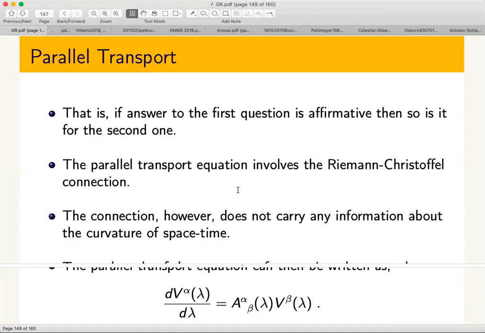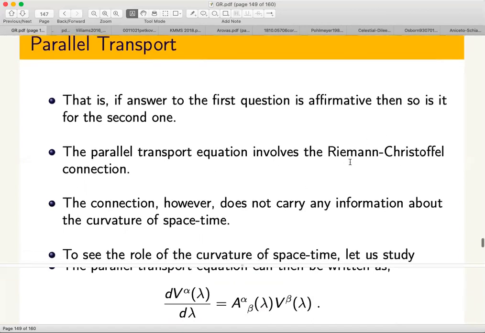But we know that the Riemann-Christoffel connection is not a tensor, and therefore it does not carry invariant information about the space-time. In particular, you can just choose a coordinate system locally to set that to 0, and therefore it may not carry any information. In fact, it does not carry any information by itself about the curvature of space-time.